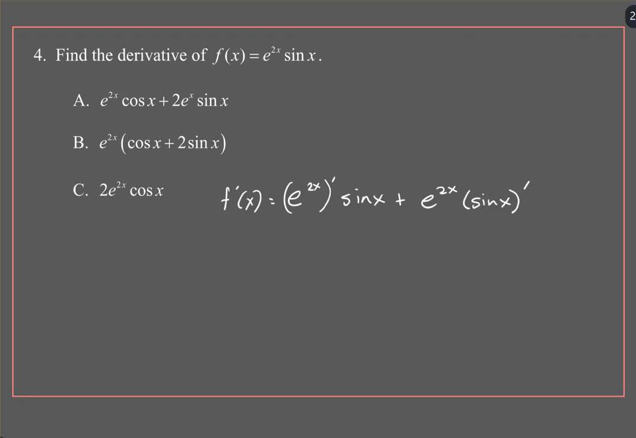And then I won't miss my chain rule here, because sometimes if there's a chain rule inside of a chain rule, you only do one of them in this case, right? And this is a nice way not to miss a rule. Again, this one wasn't too bad. So that's 2e to the 2x sine x plus e to the 2x cosine x. So if I factor out an e to the 2x, I'm going to get 2 sine x plus cosine x. So therefore, it looks like the answer is going to be B.